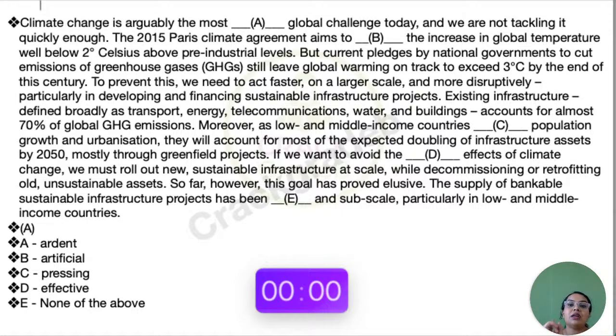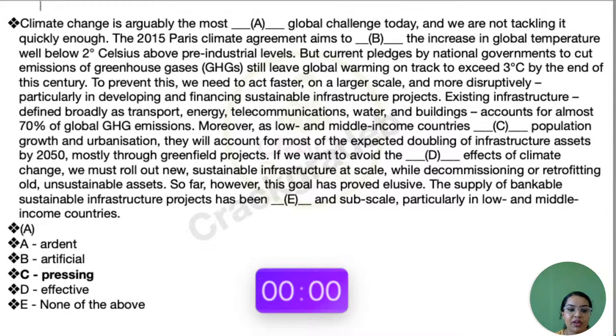Climate change is arguably the most urgent global challenge today. Anything which is urgent is pressing. Okay, it is a pressing matter. It is an urgent matter. Whenever we say ardent, that means it's something about the zeal of someone. Let's say he is an ardent follower of ABC. So, what kind of follower? He is very fervent, he is very zealous, full of passion. That kind of a person is ardent. We cannot use other words, not that difficult.